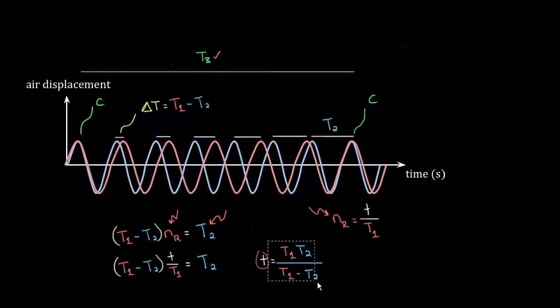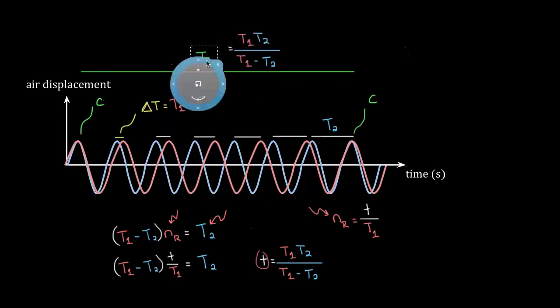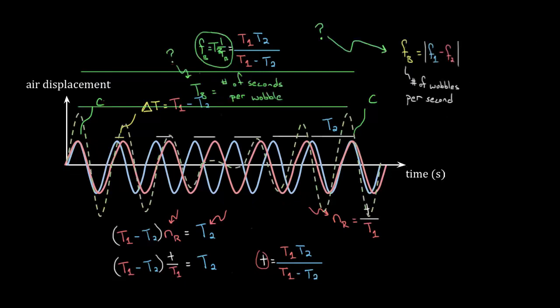So I'm going to just say this beat period is equal to this. So this is the beat period for these two waves. So here's a cool formula for beat period. But we didn't want the beat period. Remember, we wanted to derive this formula for beat frequency.